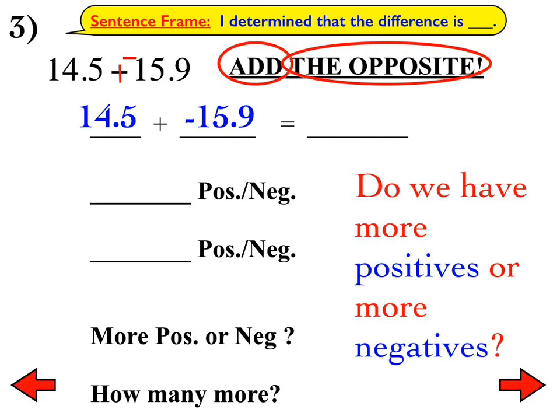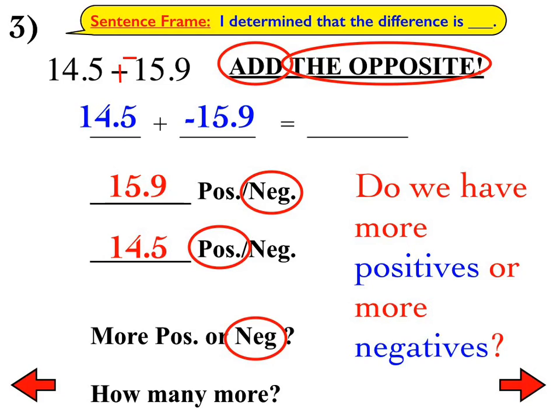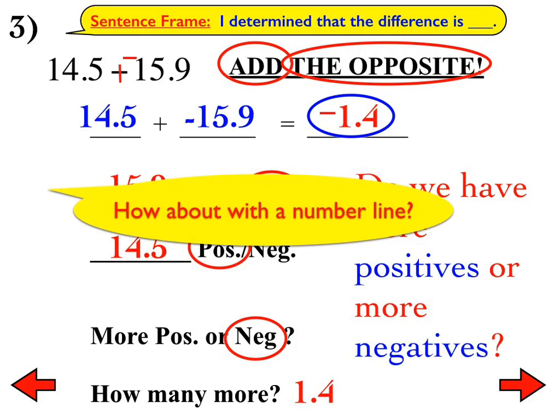At this point, we have more negatives than we do positives. In fact, we have 15.9 negatives and 14.5 positives. Since we have more negatives, the difference is negative, and we have 1.4 more negatives than we do positives. So I determined that the difference is negative 1 and 4/10.